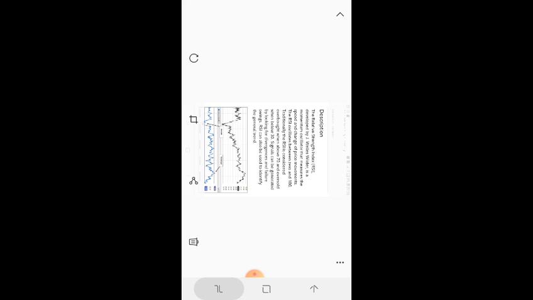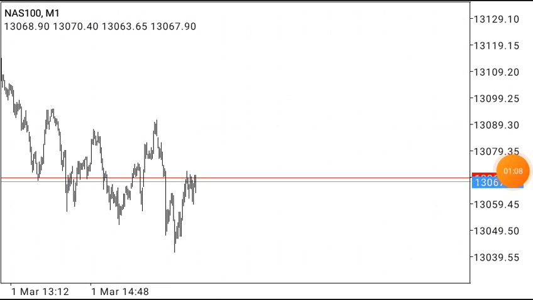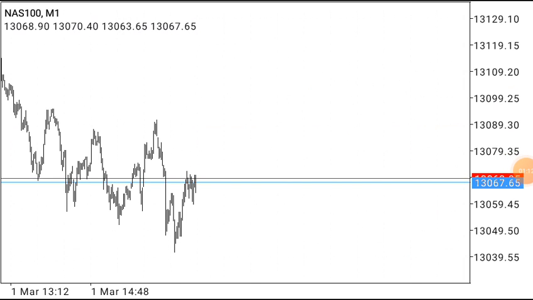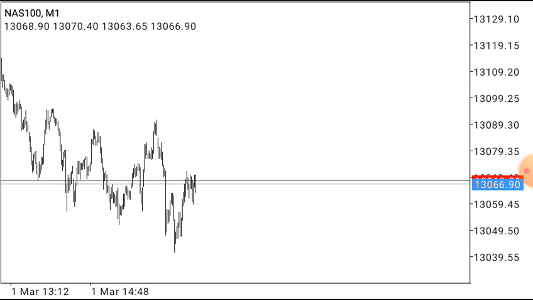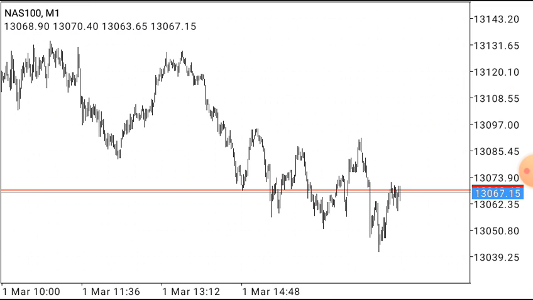Okay guys, now that you know what the RSI is about, I'm going to show you how to use it. In this video, I'm going to show you how to use the RSI with support and resistance instead of using it with failure swings or divergences, right? So let me show you what I do.